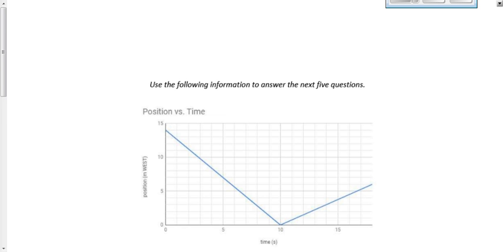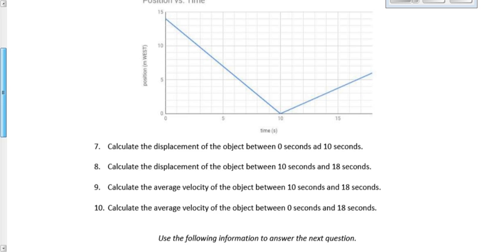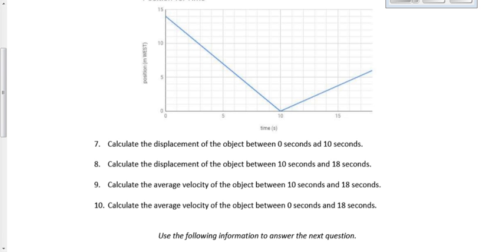So question 7 relates to this graph here. What's the displacement of the object between 0 and 10 seconds? Well, displacement is final minus initial position, right? And position is just up and over. So all we're going to do is go up and over, and then subtract. The position at 10 seconds is 0. The position at 0 seconds looks like 14. So we're going to say 0 minus 14 meters, which is negative 14 meters.